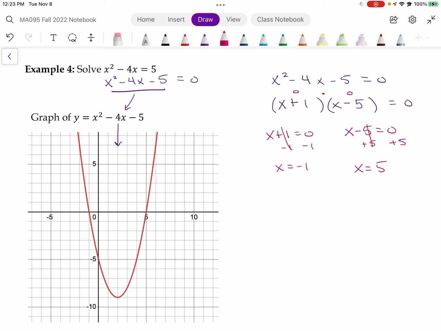So now check the graph. Here's the graph of the equation. I've got x equals minus 1 right there, and x equals 5 right there. So those are my two solutions to this equation.